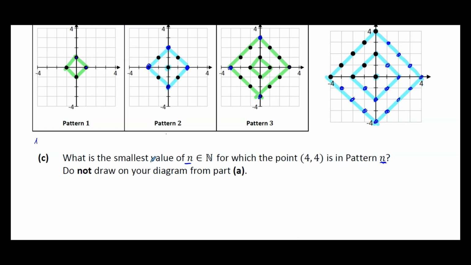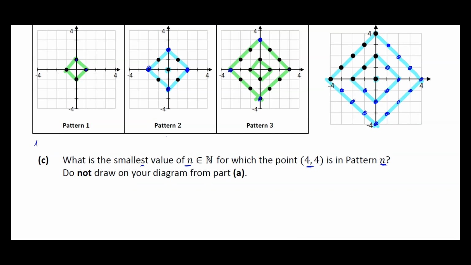Because let's think about it. Let's say point 0, 0 is in pattern 2, is in pattern 4, and it will be in pattern 6, and in pattern 8, and so on. So they are talking about the smallest, the first one, basically, where we're going to have a point 4, 4. Do not draw on your diagram in part A.